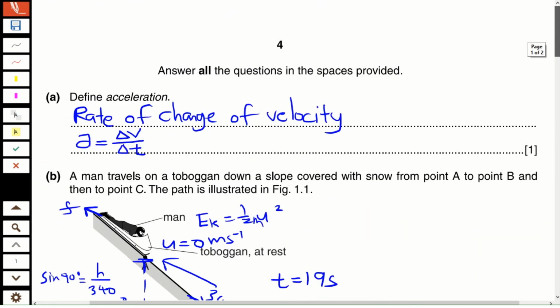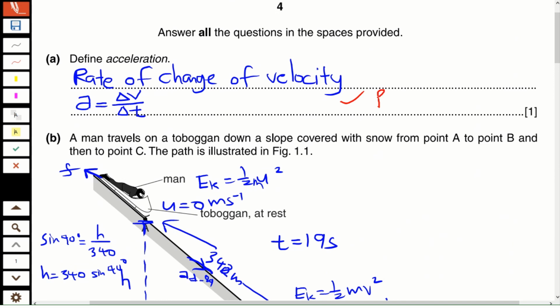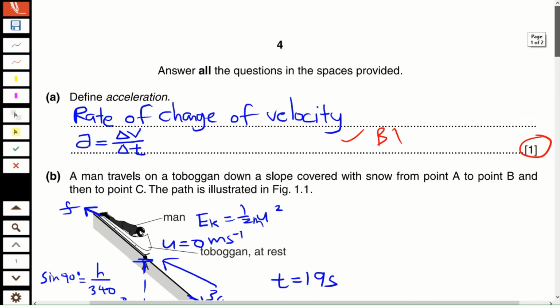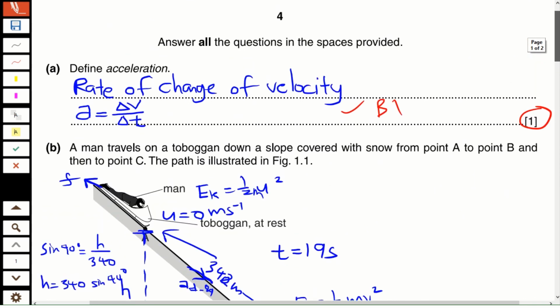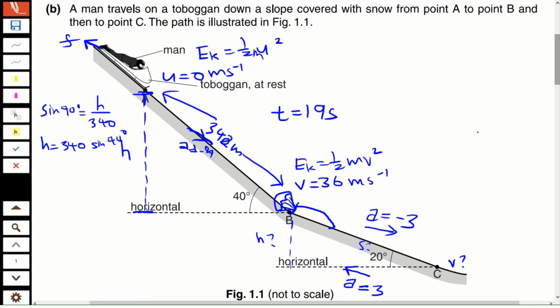So hopefully that was helpful. Forgot to mark this B1. Hopefully it was helpful in helping you understand how the mark scheme works, and how to do, as a review, a kinematics and energy problem like this. So that's all for this review question. Go practice more questions, and please remember to time yourself, do it under exam conditions, and then mark your own work.